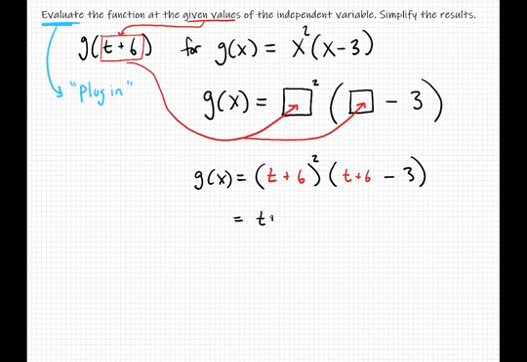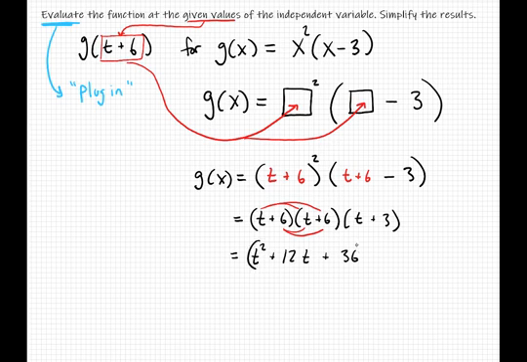Well, that's t plus 6 times t plus 6. And we have a t plus 6 and a minus 3, so that will give us a t plus 3. I'll go ahead and multiply out the first pair of binomials. That should be t squared plus 6t plus another 6t, so that's plus 12t, and plus 6 times 6, which is 36.